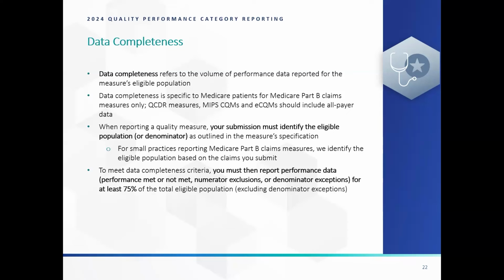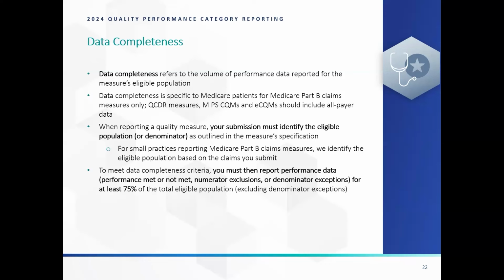submission must identify the eligible population or denominator as outlined in the measure specification. For small practices reporting Medicare Part B claims measures, CMS identifies the eligible population based on the claims you submit. To meet data completeness criteria, you must report performance data, which is the performance met or not met, numerator exclusions or denominator exceptions, for at least 75% of the total eligible population, excluding denominator exceptions.